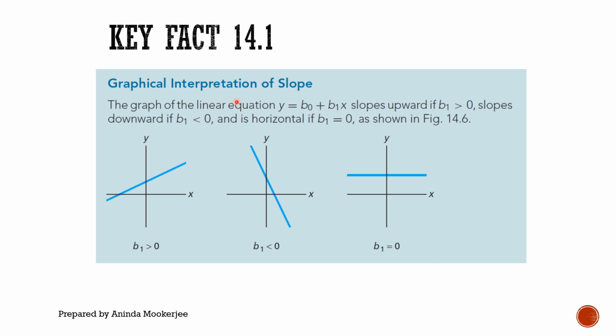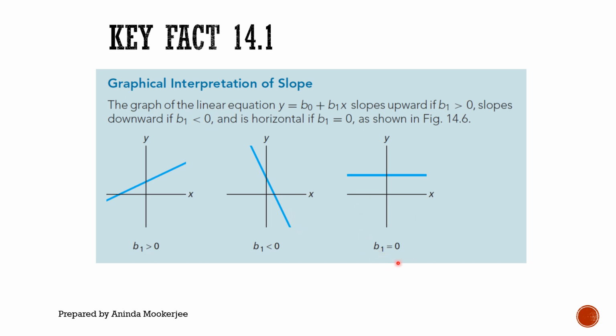Finally, let's talk a little bit about the slope. It says here the graph of the linear equation y equals b sub 0 plus b sub 1 times x slopes upward if b sub 1 is greater than 0. We already talked about that. If our slope is a positive value, that means greater than 0, then the line will be rising from the left to the right. If the slope is a negative value, that means less than 0, the line will be falling from the left to the right, towards the right-hand side.